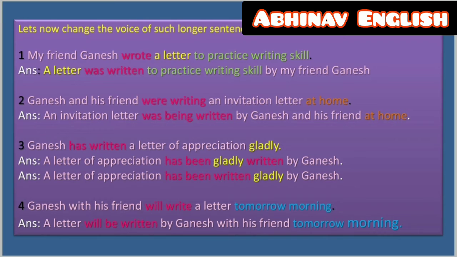My friend Ganesh remains the same, just add by my friend Ganesh. Second sentence, Ganesh and his friend were writing an invitation letter at home. Extra information is where they were writing, at home. So the answer will be an invitation letter was being written.